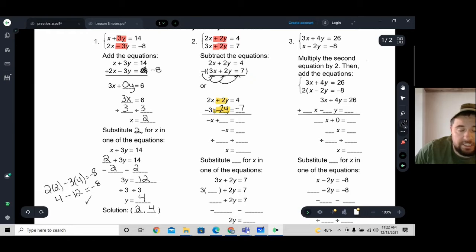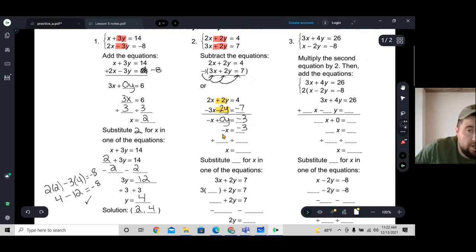I'm going to add my equations together. So 2x plus negative 3x is negative x. Positive 2y minus 2y is 0y. And 4 plus negative 7 is negative 3. So negative x equals negative 3.